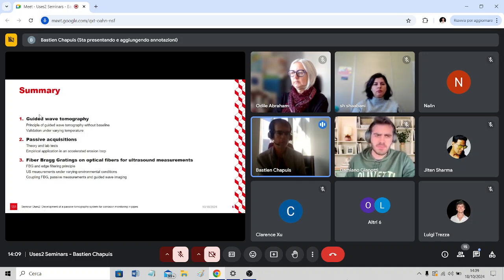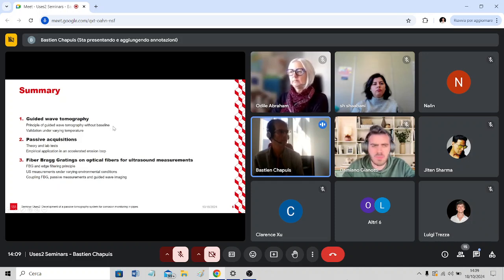So today, coming back to the title of my presentation, I will describe what we call the guided wave tomography system and how it works, and we will especially describe an algorithm that doesn't require a baseline. I will explain why we think that it is very important for SHM, and we will demonstrate that this guided wave tomography algorithm without baseline is capable of operating in a very variable environment, especially with very large temperature variation ranges.